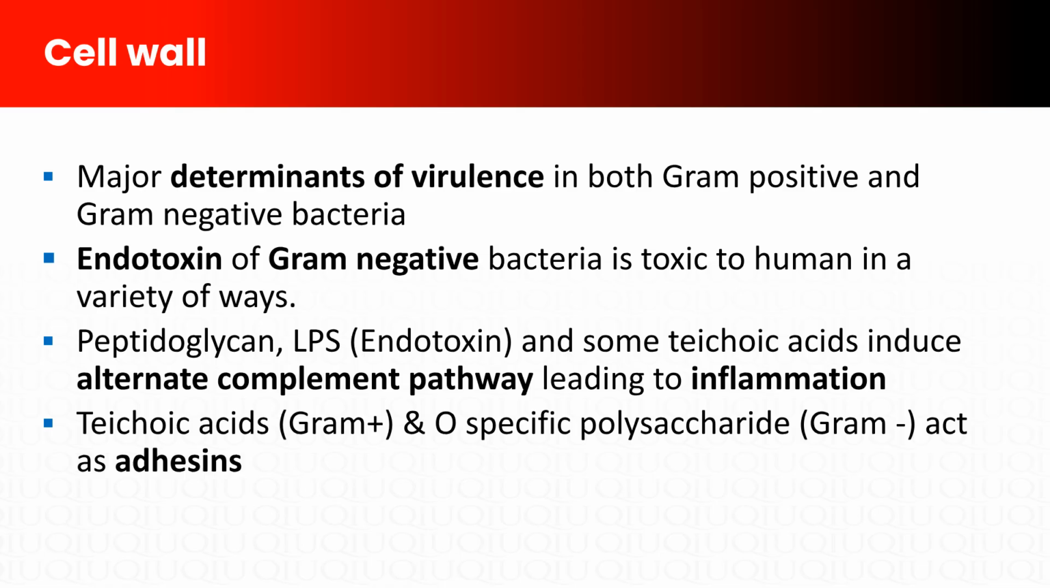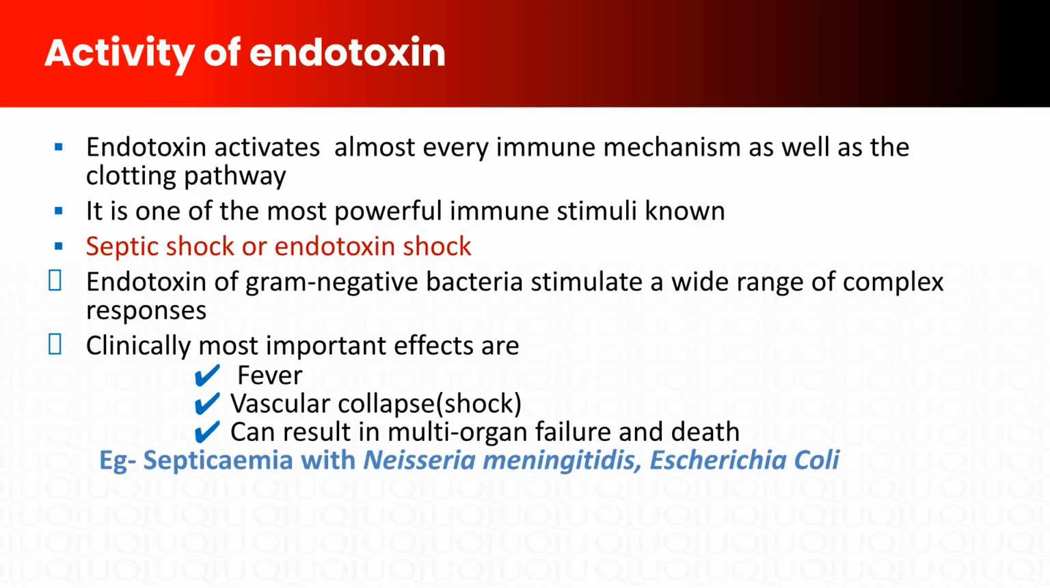The cell wall components are major determinants of virulence. Endotoxin in gram-negative bacteria is toxic. Peptidoglycan, LPS, and teichoic acids can induce inflammation. Teichoic acids in gram-positive and O-specific polysaccharide in gram-negative bacteria act as adhesins. Endotoxin is a powerful immune stimulus that activates immune and clotting pathways. High levels can cause septic or endotoxin shock, leading to fever, vascular collapse, multi-organ failure, and death. Examples include septicemia with Neisseria meningitidis and Escherichia coli.